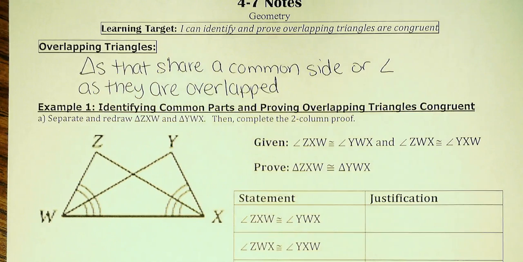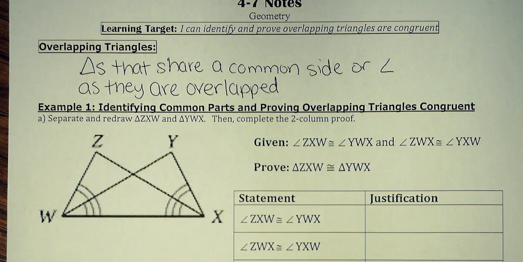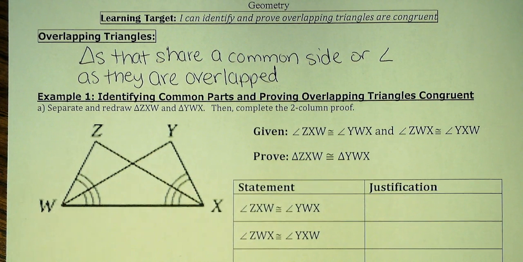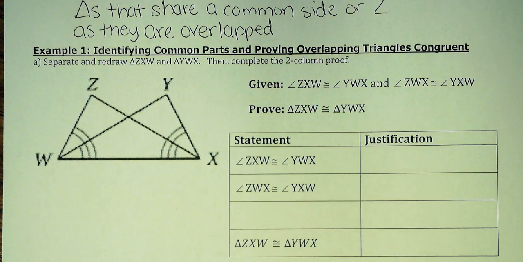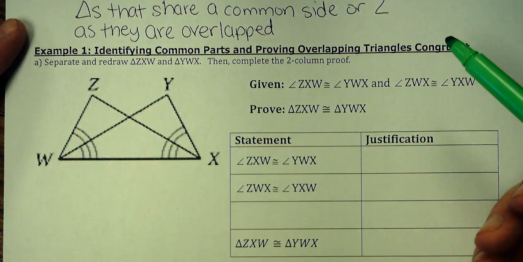So within these diagrams, each one of them is going to look a little different, but the triangles are going to share some common side or common angle within the picture that you're looking at. Please feel free to pause this as I go through if I'm going too fast, but I'm going to go through each one of these examples, and I'm going to first separate and redraw the two overlapping triangles. So it should tell you in the directions which triangles we're looking at. Some of these diagrams can be kind of confusing.